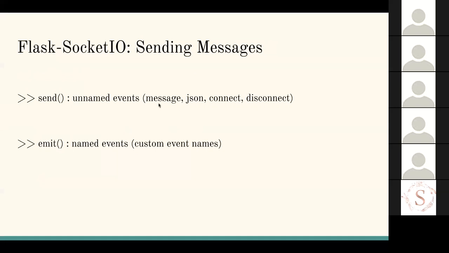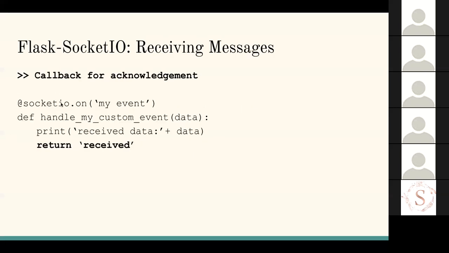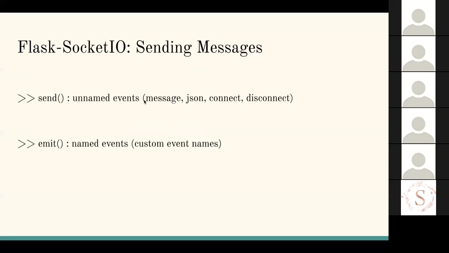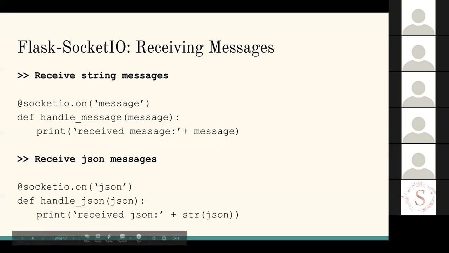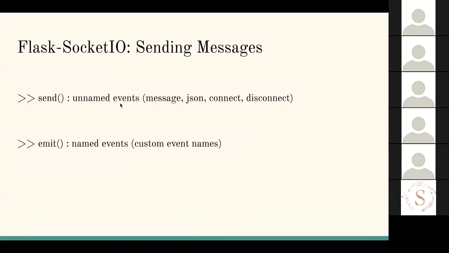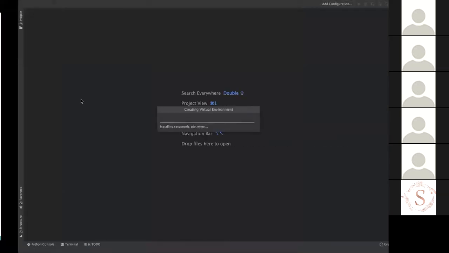So what are unnamed events? Message, JSON, connect, disconnect, these are called unnamed events, because they are reserved keywords and default events, you can say. When you are dealing with these kinds of events, you use send. When you are doing something custom, when you have your own custom event like this, and you want to send a request that triggers my event, you use emit. Using emit, you can actually make the request to this method. But if you want to send the request to message or JSON, you have to use send. We will see when we see the code.